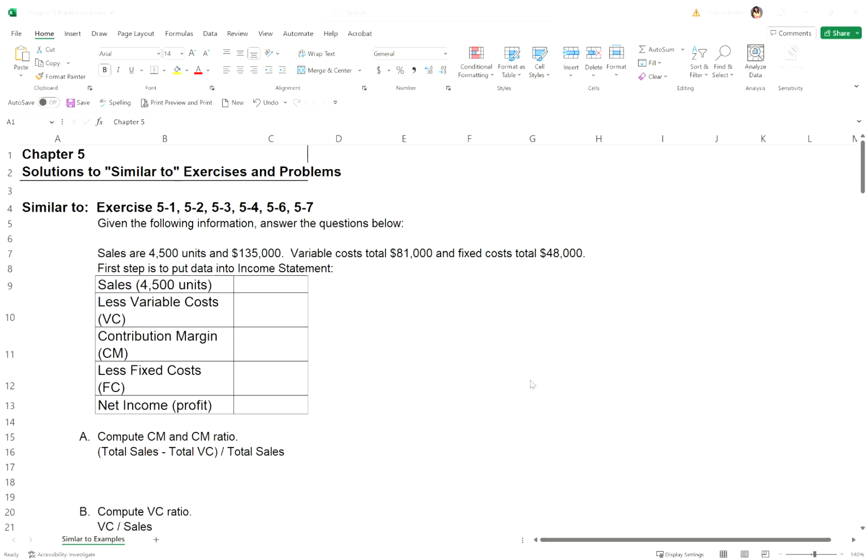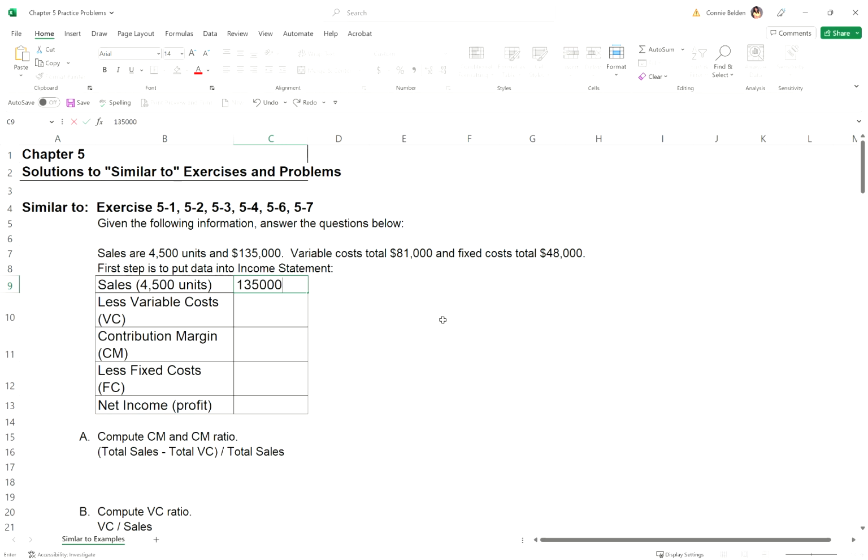In this video, we are going to combine several of the exercises together to do some calculations. Let's assume you're given the following information. Sales are 4,500 units or $135,000. As we do this, we're going to fill it into a contribution margin format income statement. So I will fill in $135,000 for sales. Variable costs are $81,000.